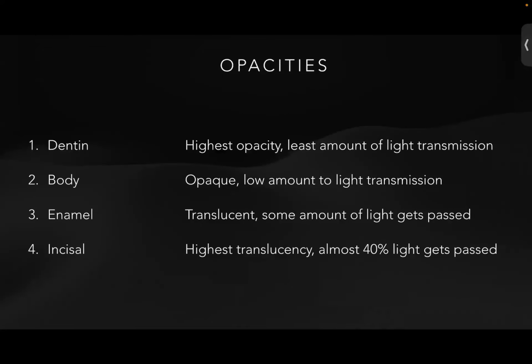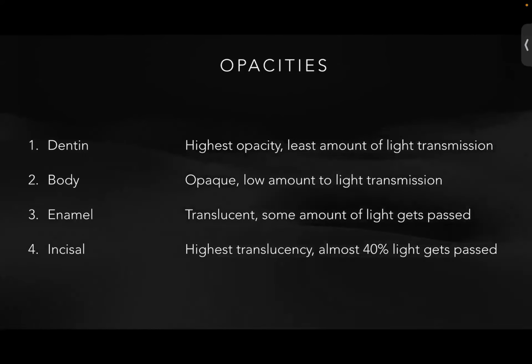Okay. Now, the composites which we need should have these four opacities. When we look at any composite brand, we need to also look for the opacities which they are offering. Okay, first is dentine, which is highly opaque. Okay, very little amount of light is going to get transmitted.